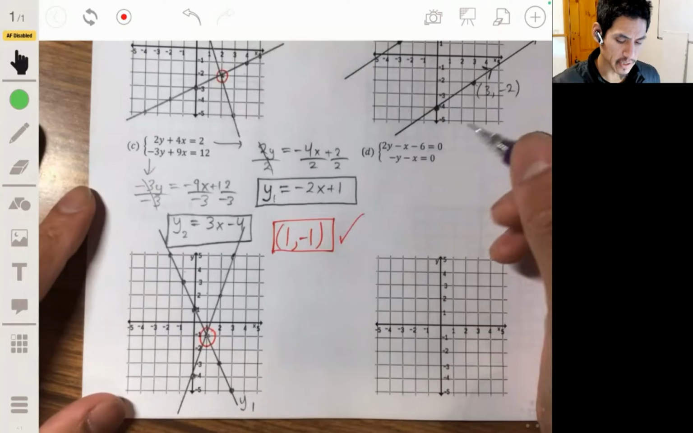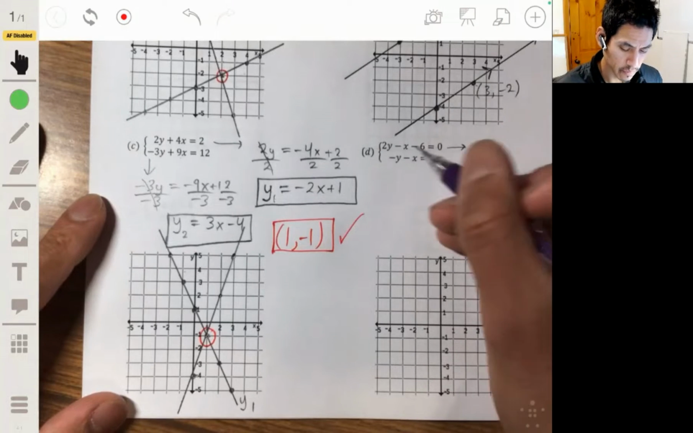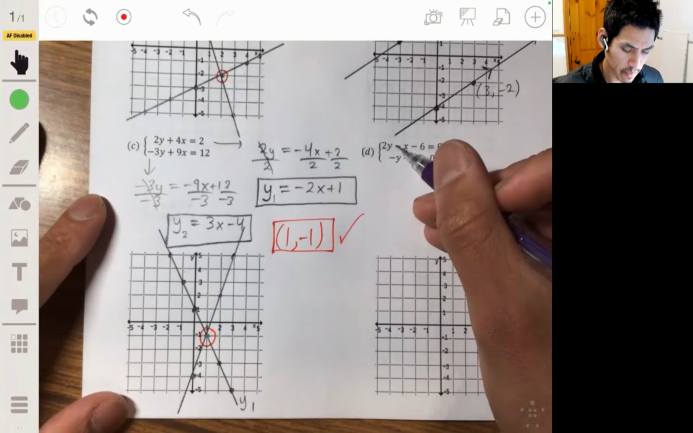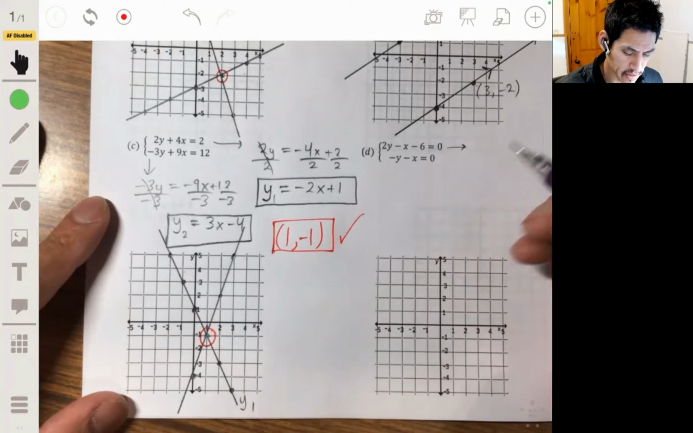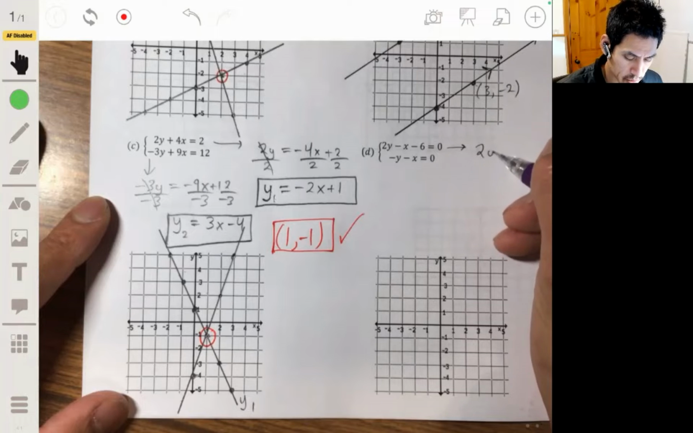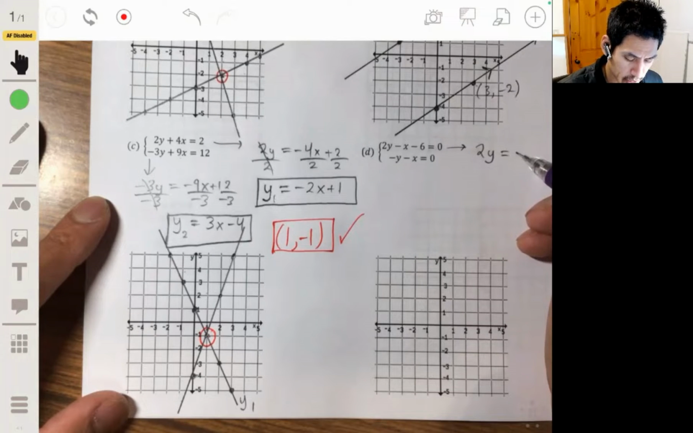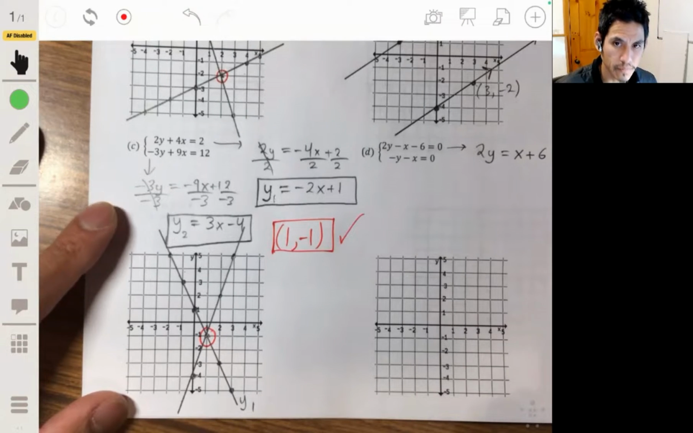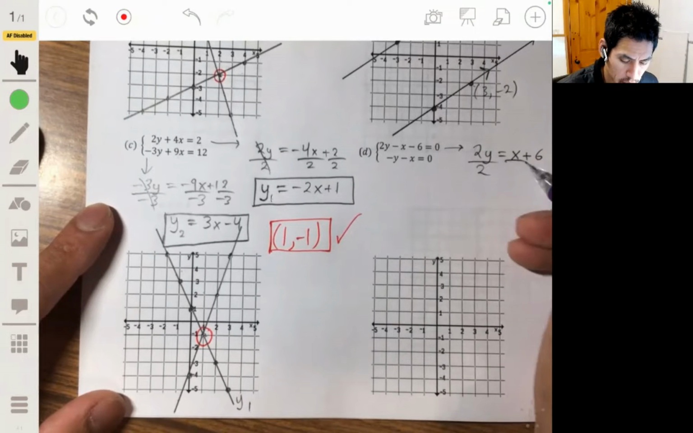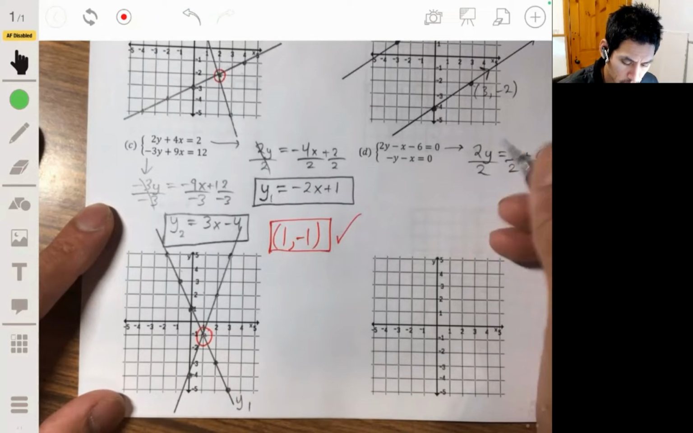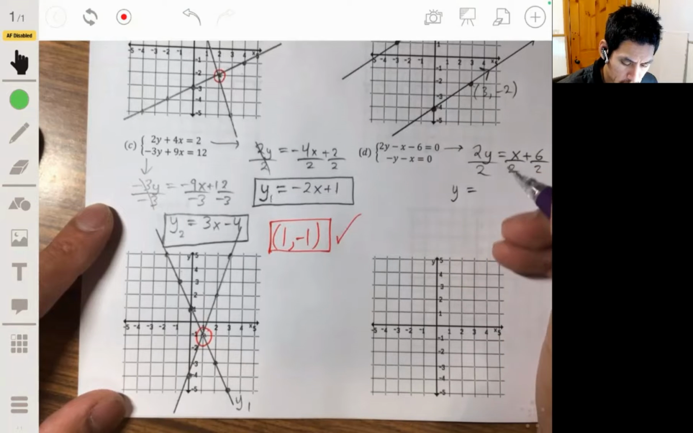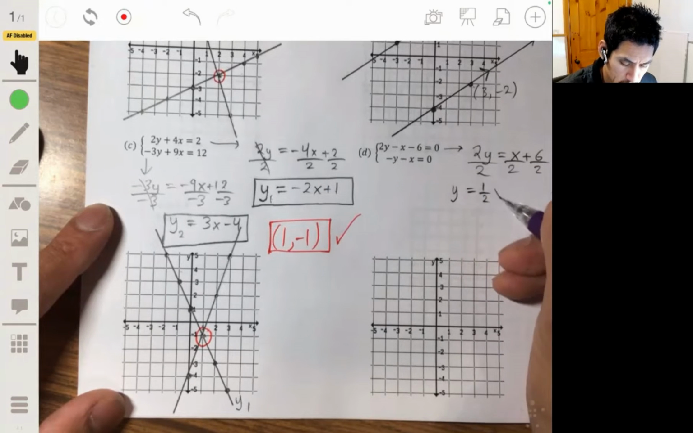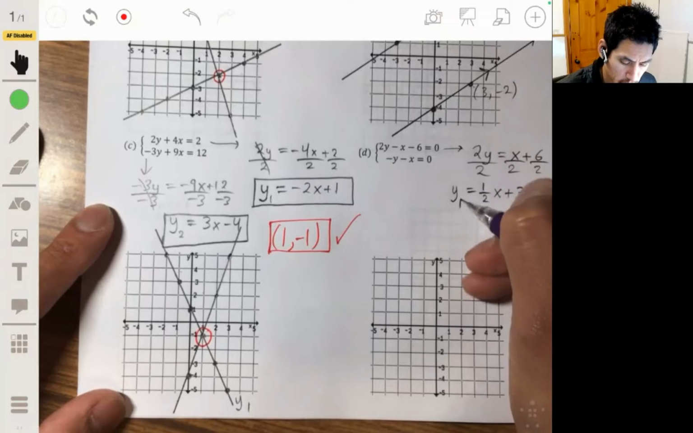All right, and one more of these guys. So solve for y again, let's add x and add 6 to both sides to begin with. So we'll get 2y equals +x plus 6. Then divide everything by 2. And we'll get y is 1/2 x plus 3. We'll call this y1.